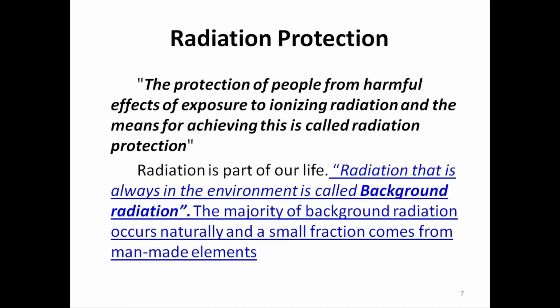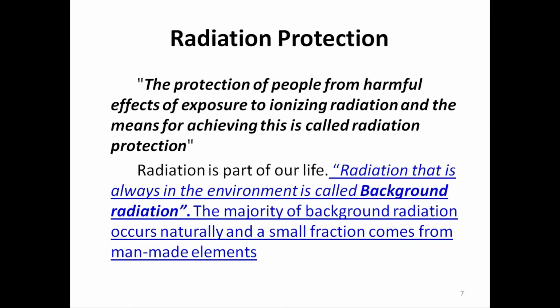So these radiations need to be protected against. So how to protect from these? Radiation protection is the protection of people from harmful effects of exposure to ionizing radiation, and the means for achieving this is called radiation protection. It means we need to protect living beings from this radiation. Which are the different methods and how is it to be achieved?